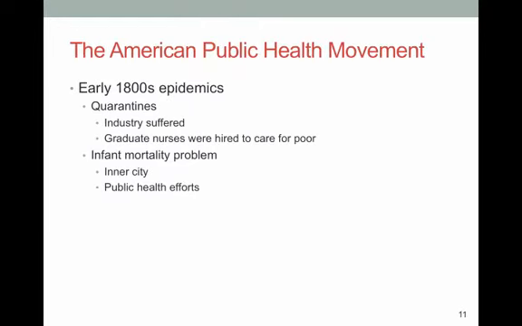American public health movement. In the early 1800s, American cities were ravaged by epidemics of smallpox, yellow fever, and cholera. Quarantines and in-house confinement were the only effective means of preventing spread of disease. Industry suffered from massive sick calls, leading to declines in productivity. Wealthy patrons hired graduate nurses to care for the poor, which reduced disease incidence and improved public health. They taught the public basic sanitation practices.